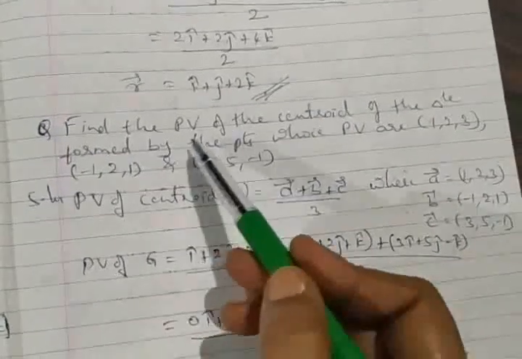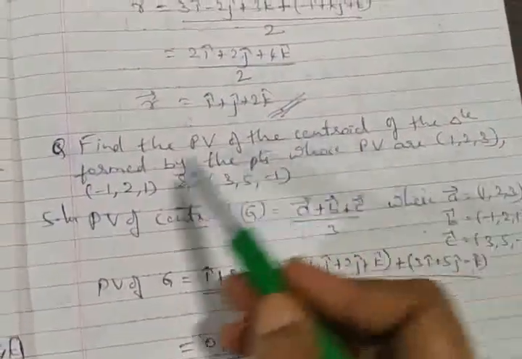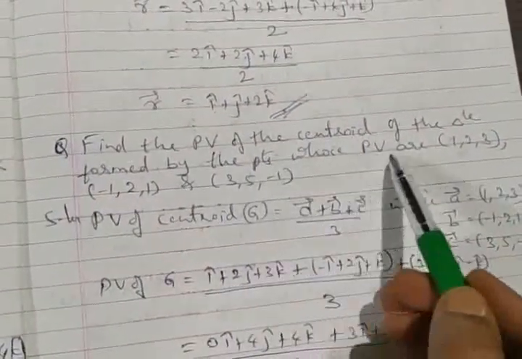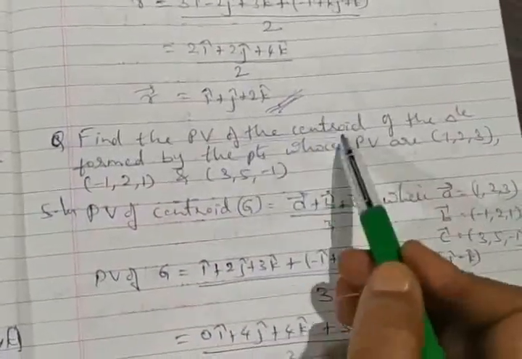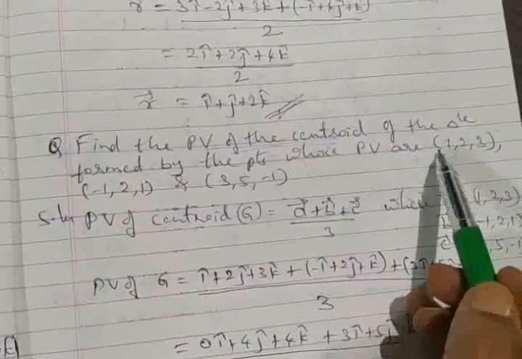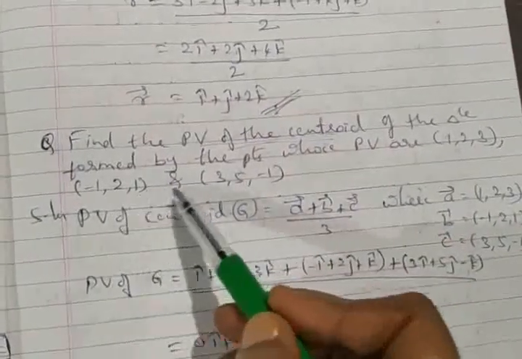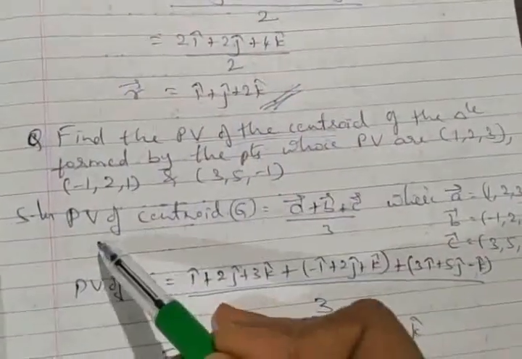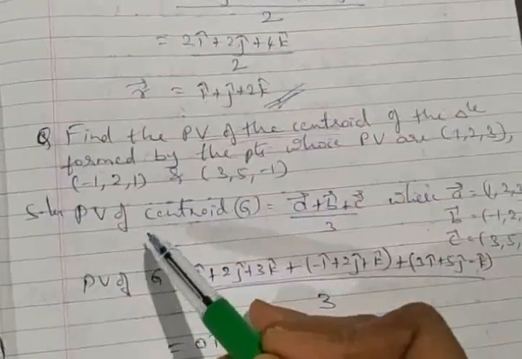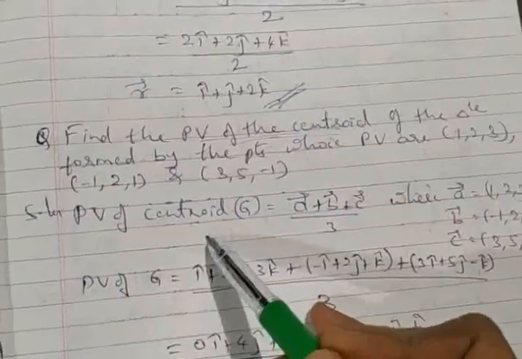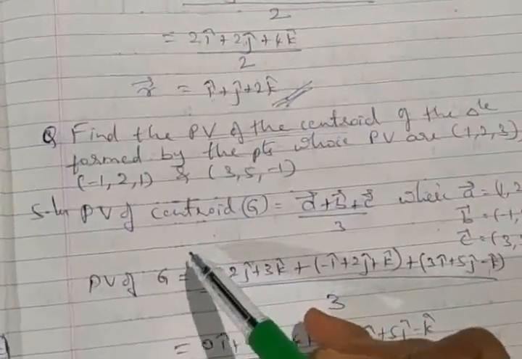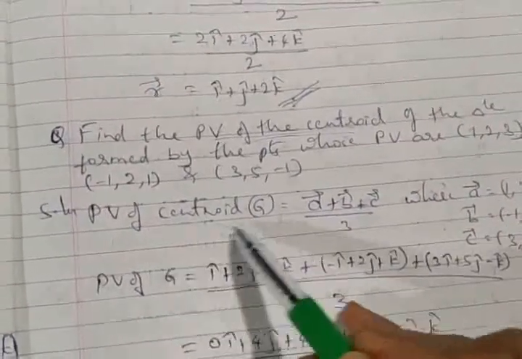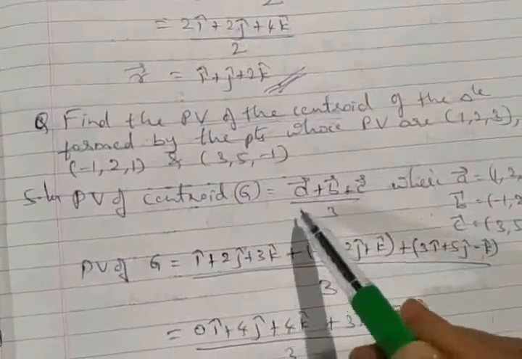Next question I have given here, find the position vector of the centroid of the triangle formed by the points whose position vectors are. So centroid, they are asking for us the position vector of the centroid. 3 vertices have been given to us: 1, 2, 3, minus 1, 2, 1, 3, 5, minus 1. So first recollect the formula and remember always write the formula first because in the scheme of valuation, I repeat, in the scheme of valuation, you find for the formula 1 mark is always allotted.